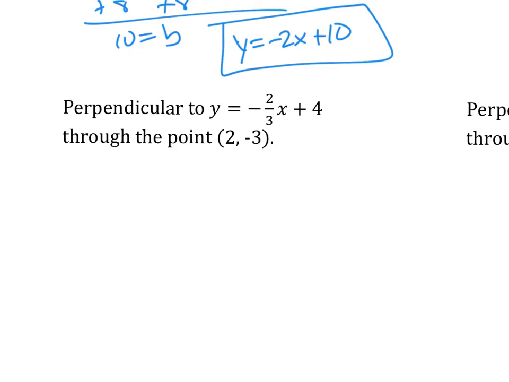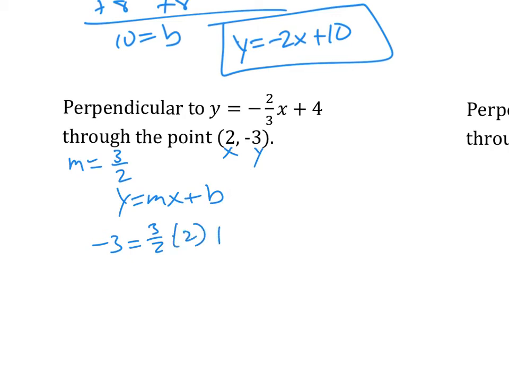Here, perpendicular to y equals negative 2/3 x plus 4 through the point 2, negative 3. Well, first we find our slope, opposite, so it's going to be a positive, and then flip our 3 and our 2. So it'll be a positive 3/2. And then we have our x and our y here. So if we have y equals mx plus b, we are going to plug all of our values in to solve for b. So we'll have y, it's negative 3, equals m, which is 3/2, times x, which is 2, plus b.